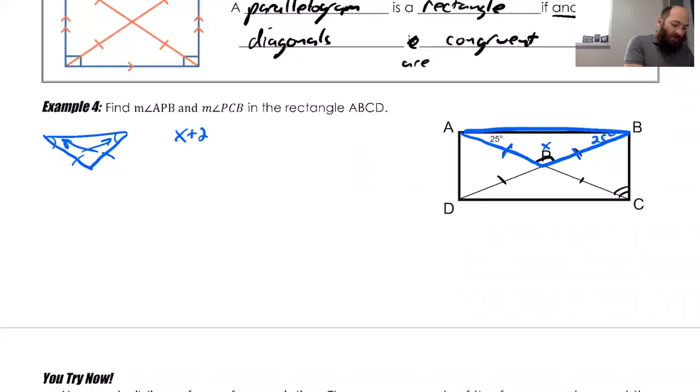So I can say that x plus 25 plus 25 is equal to 180, from my triangle facts. Solving this out, I get x plus 50 is equal to 180. Subtract that over and I get 130.